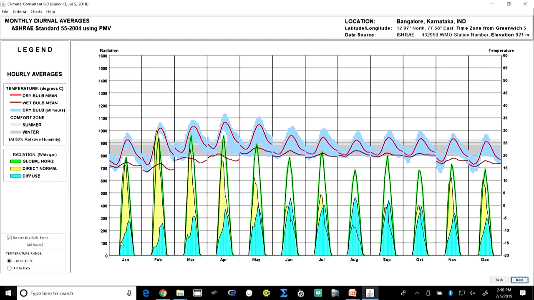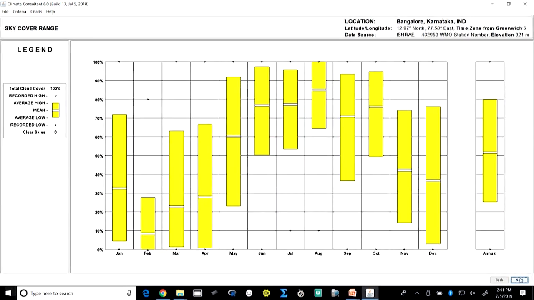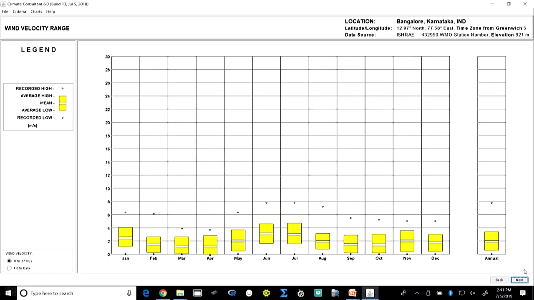We can see that the radiation is quite high even in the winter months, while for the climate of New Delhi, based upon its latitude, the solar radiation received during winter months was quite low, and during the summer and monsoon months it was quite high. That is what is available in the form of the radiation range as well. This is the sky cover range, and we see that the sky cover is quite high in the monsoon months here as compared to the Delhi climate.